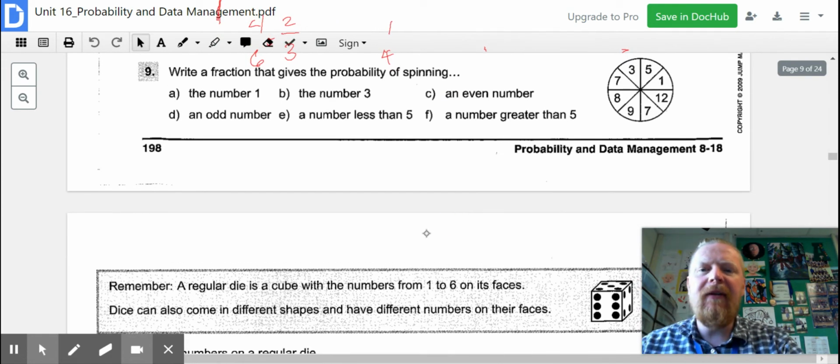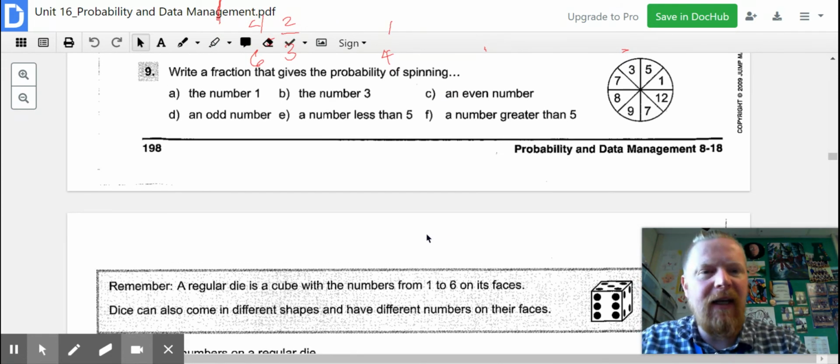Okay, write a fraction that gives the probability of spinning. Oh, here we've got a little spinner right there.